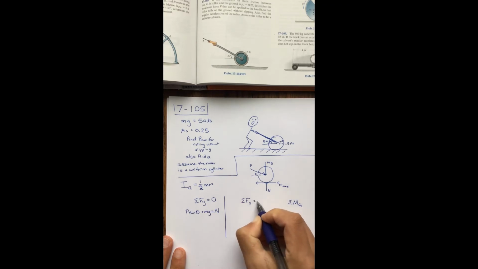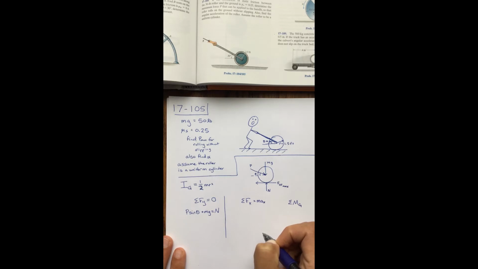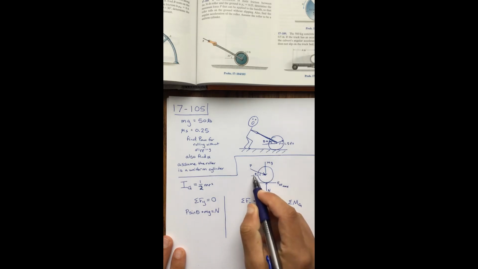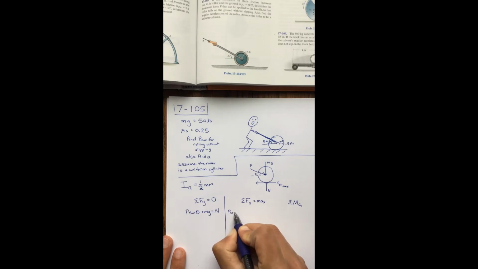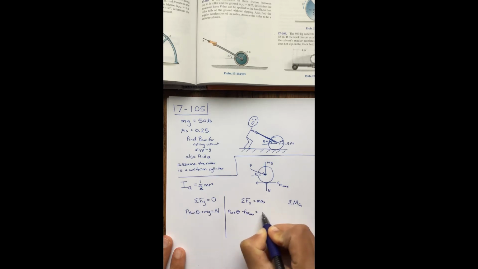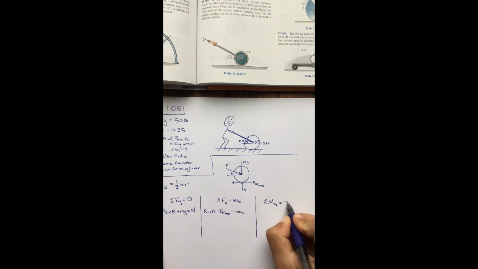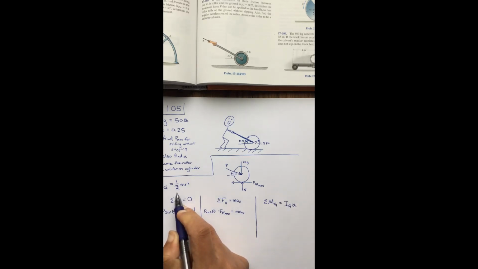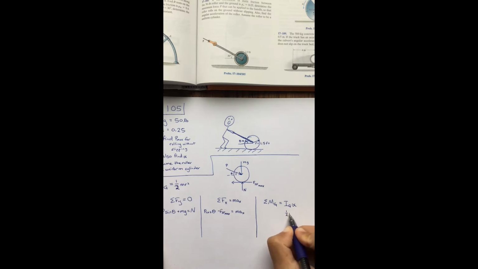Then for the sum of the forces in the x direction, that's the mass times the acceleration in the x direction. And in the x direction, I have P cosine theta acting to the right. I have the maximum value for the force of static friction acting to the left. That's equal to the mass times the acceleration in the x direction. Now, if I sum up the moments about point G, that's equal to the moment of inertia about G times the angular acceleration. The moment of inertia is 1/2 mr squared, so that's 1/2 mr squared times the angular acceleration.